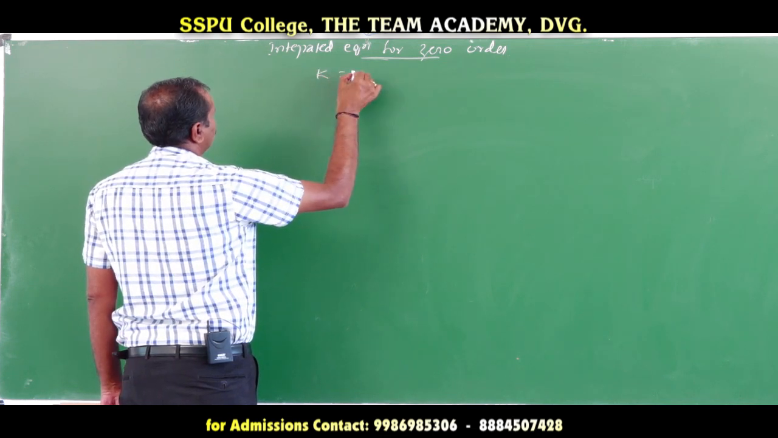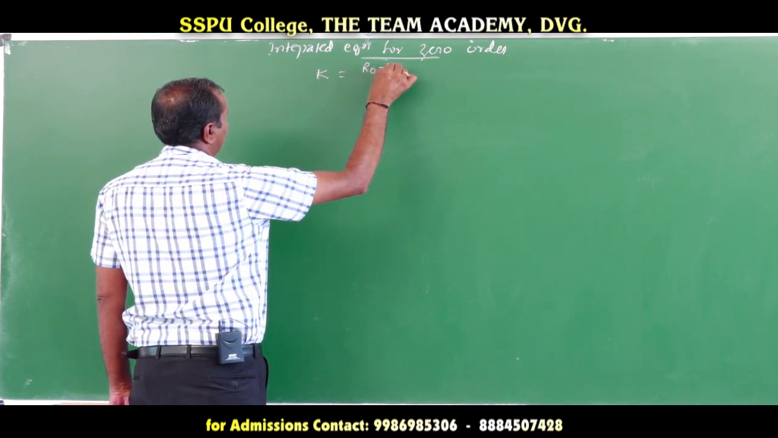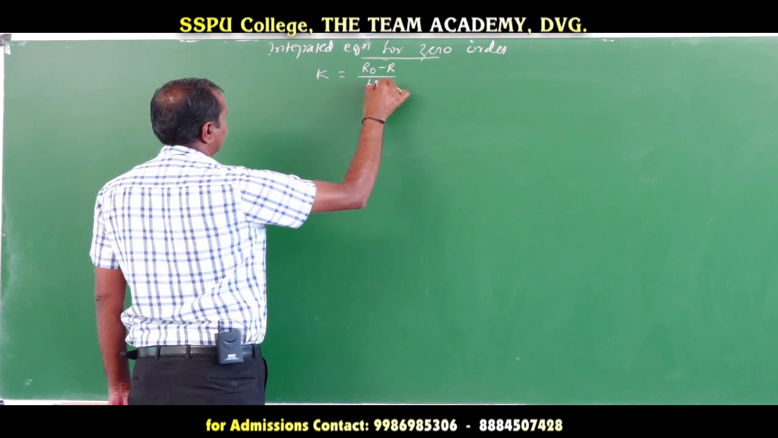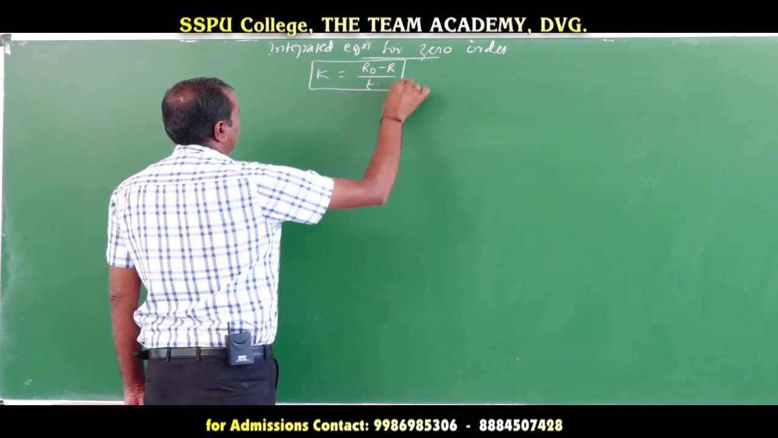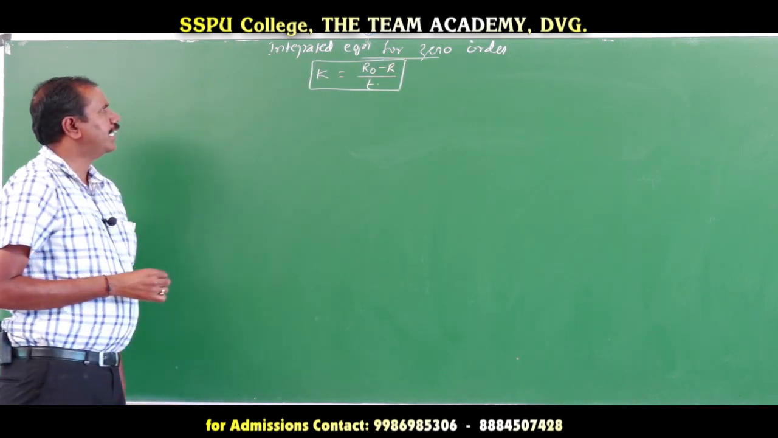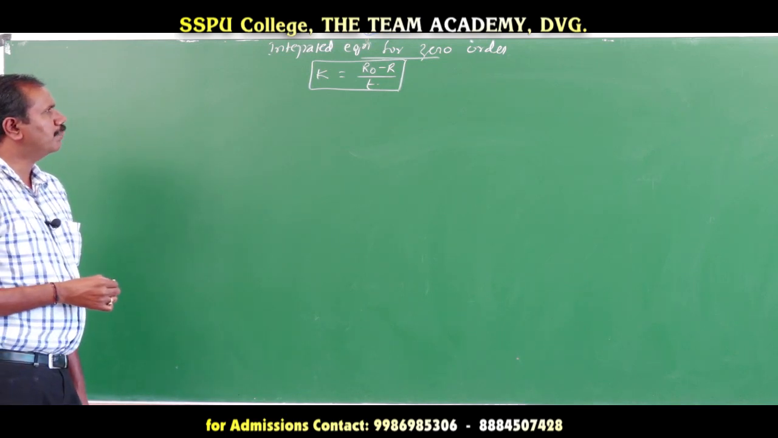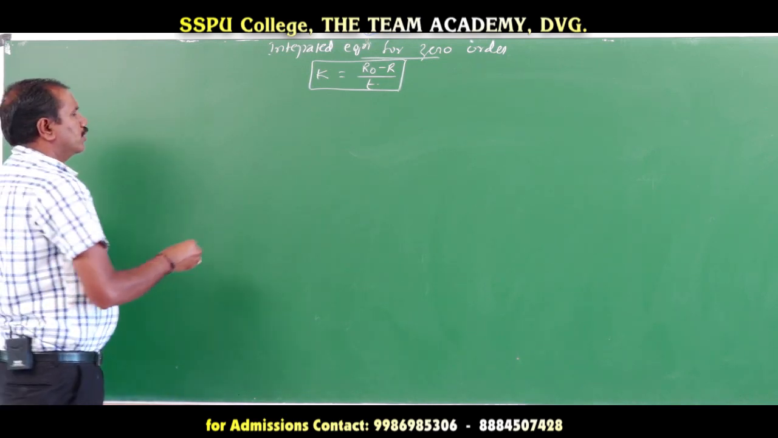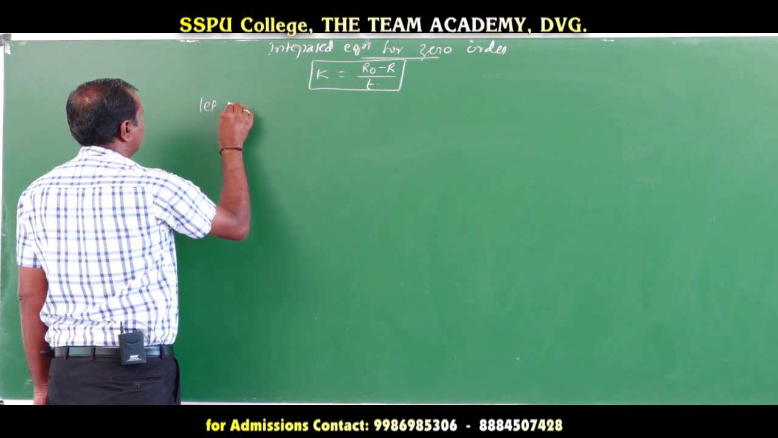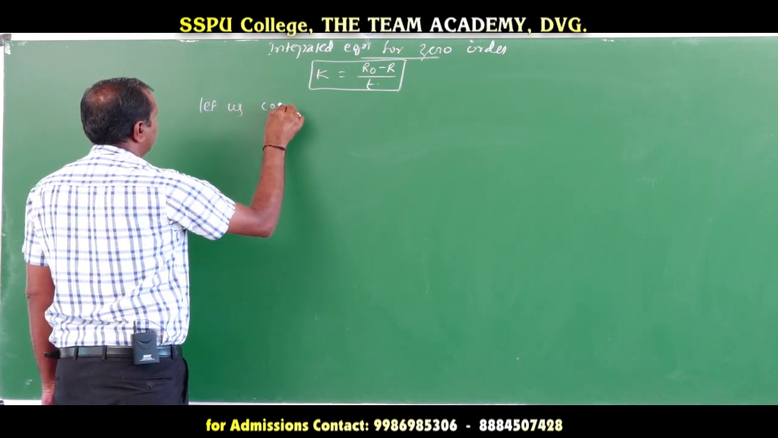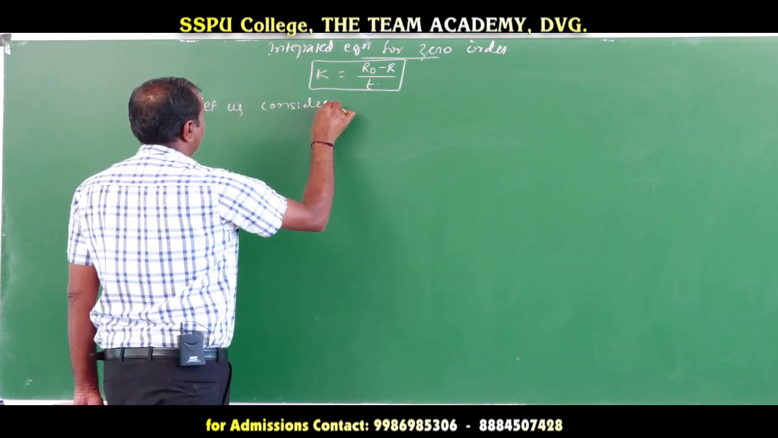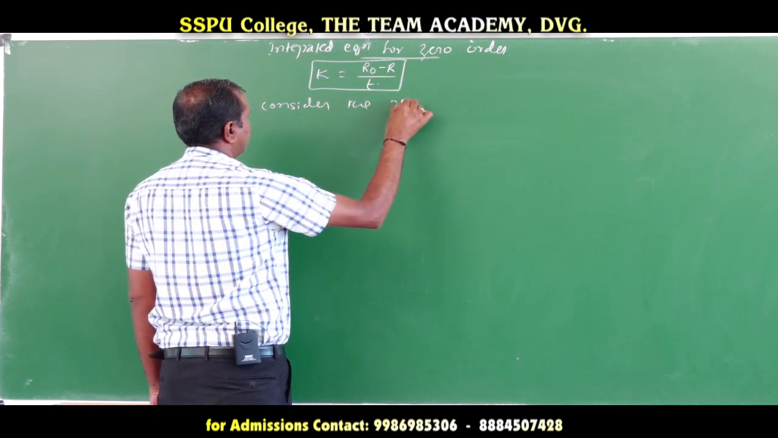k equals R naught minus R by t. Okay, where k equals what? R naught minus R divided by t. So let us consider the zero order reaction.